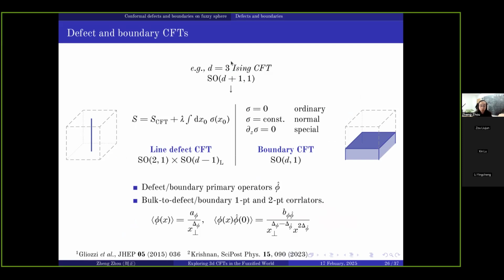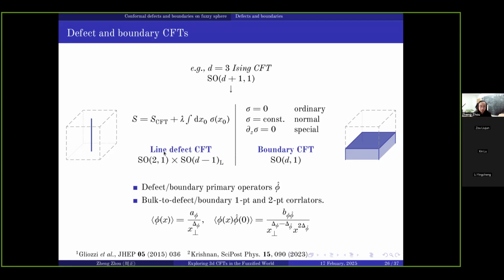We start from the 3D Ising CFT with a space-time dimension of d plus 1. To get a line defect, the simplest way is to take a line out of the space-time and polarize it. In other words, we add the lowest Z2 odd operator sigma and integrate it along the line. In the IR, it will flow to the line defect CFT with a smaller conformal group SO(2,1) times SO(d) transverse.